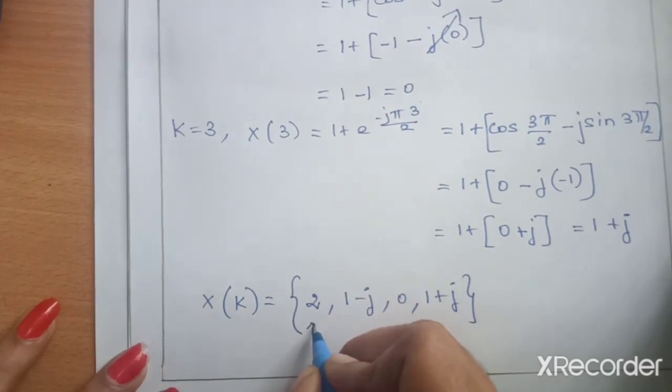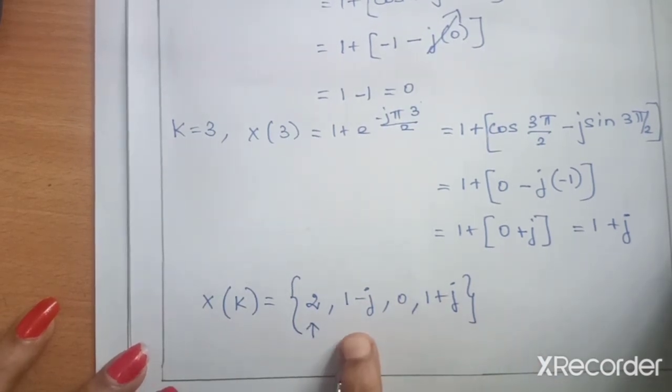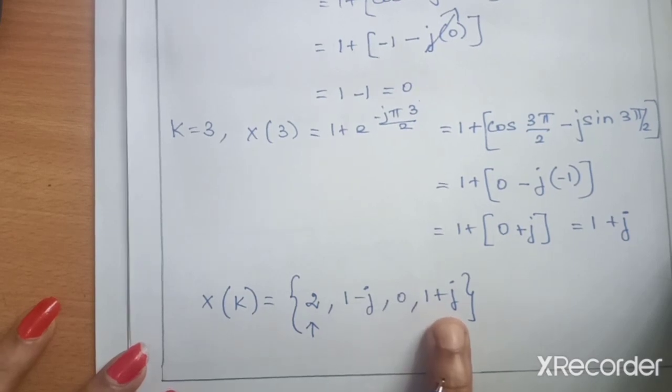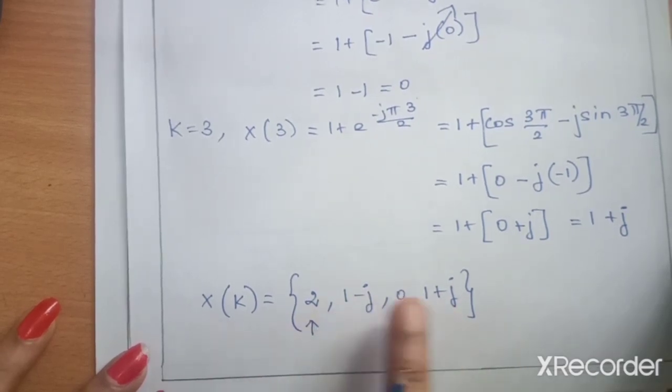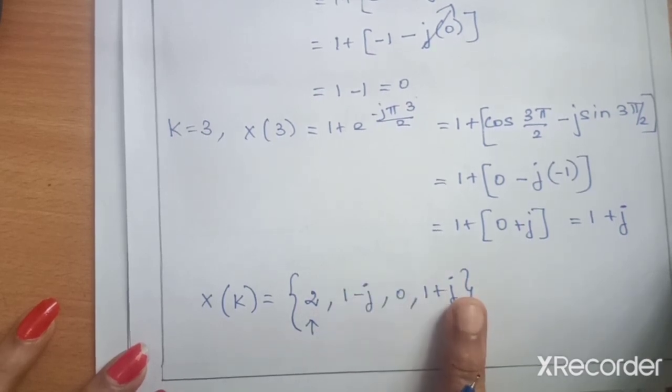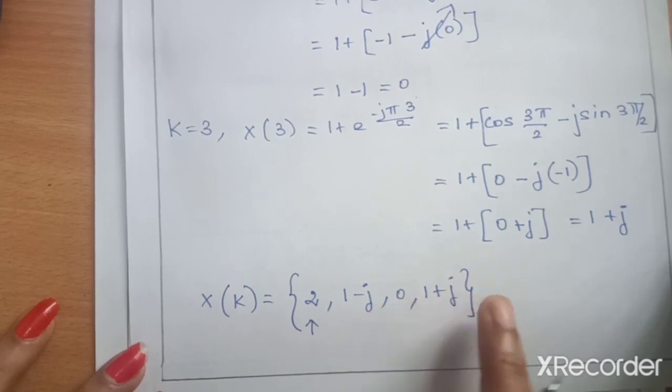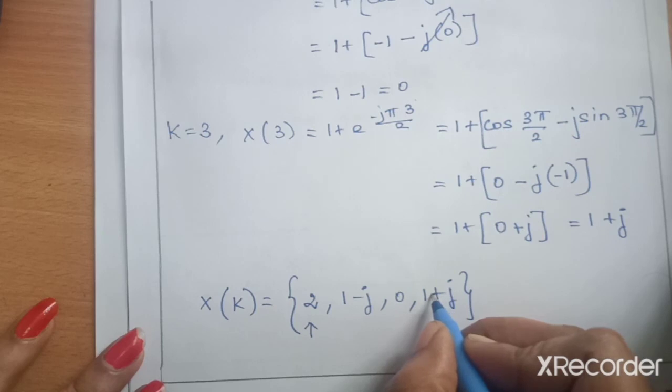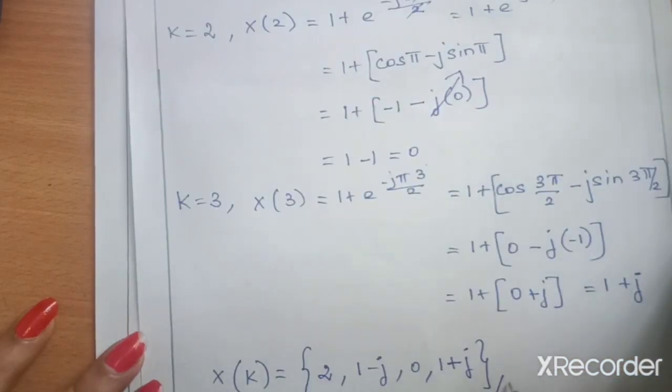Here the first term represents the 0th place. So always the second term and fourth term will be complex conjugates. The imaginary term will have opposite sign and the real term will always be the same, so the terms will be in complex conjugate form. So this is the answer.